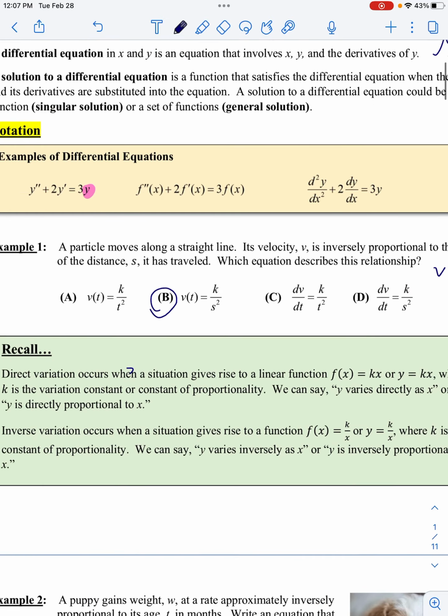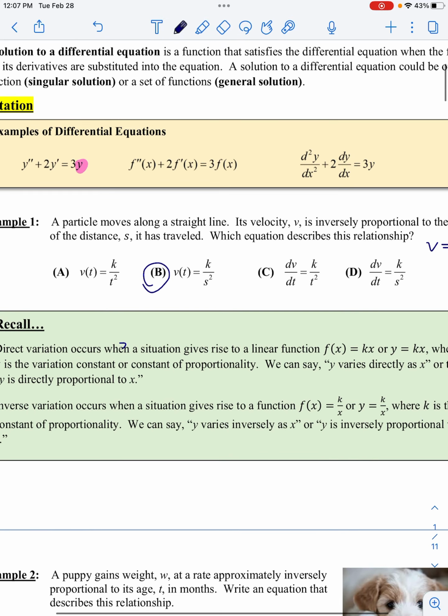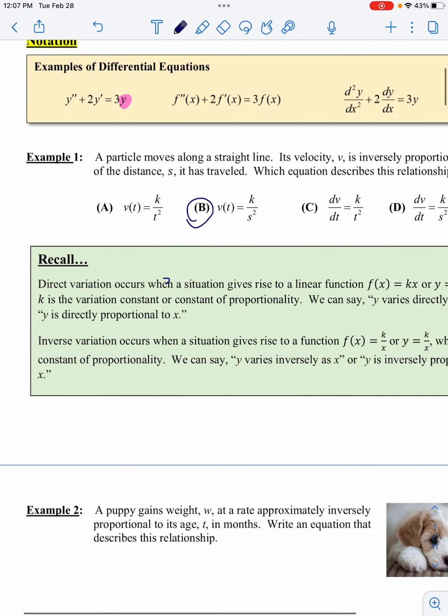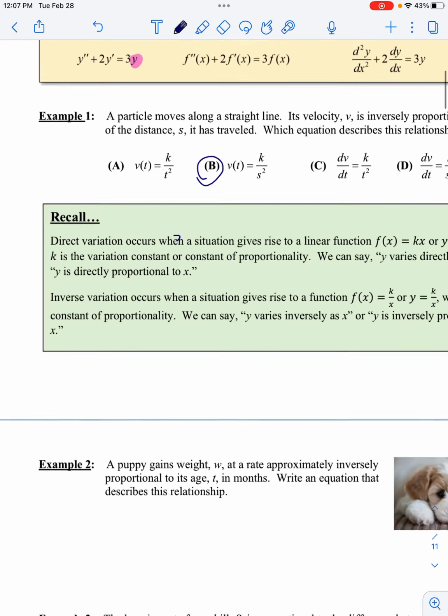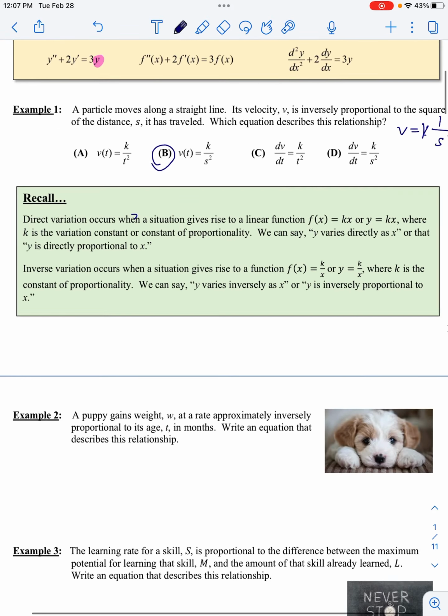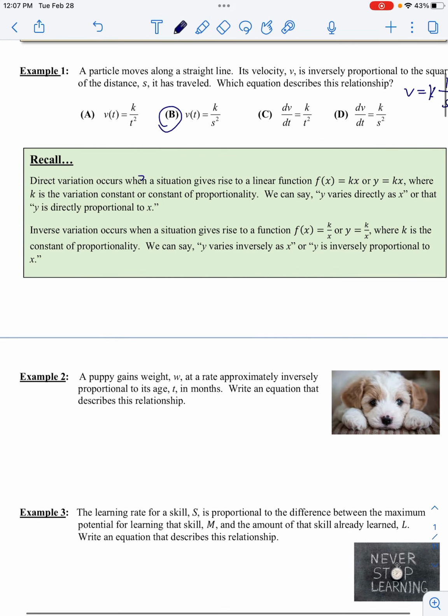I think it's trying to draw a distinction. This paragraph here is just a little discussion of direct versus inverse variation. If I have a variable a that's directly proportional to another variable b, then a equals some number k times b. If a is inversely proportional to b, then a equals some number k divided by b.